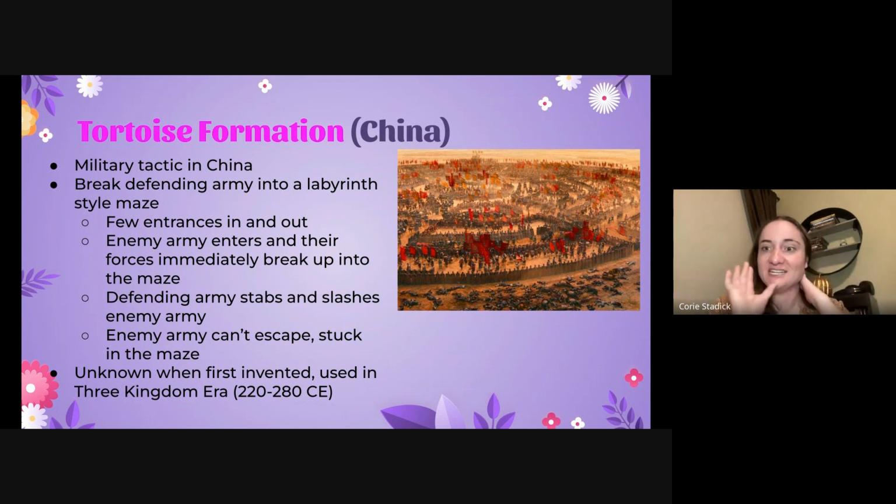So the enemy would then enter into that maze of man walls. I don't know how else to describe that. Their forces would immediately break up into the maze. The defending army would then stab and slash the enemy that fell into their maze. And the enemy couldn't escape because the walls, since they're made out of men, would move, blocking any exits. It was unknown when the first tortoise formation was used, but it was used during the Three Kingdoms era, which was from 220 to 280 CE, and that's the time period that Red Cliff is set in.